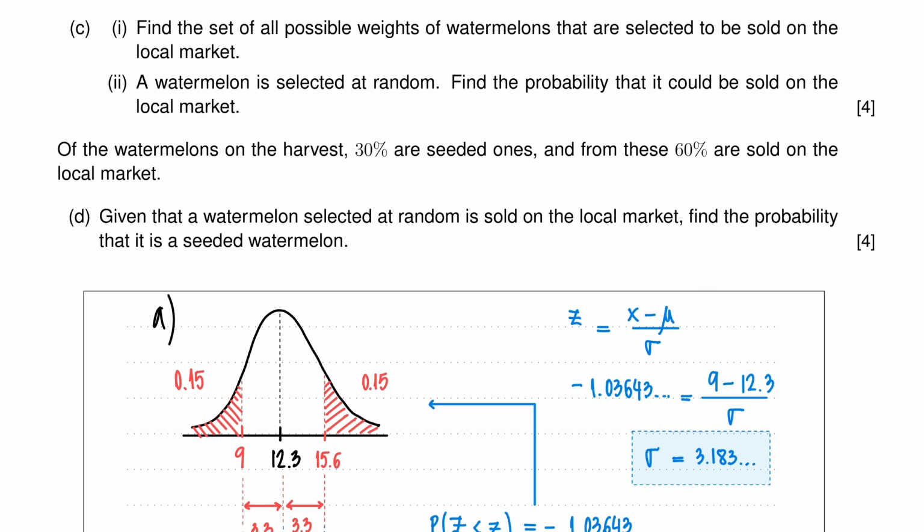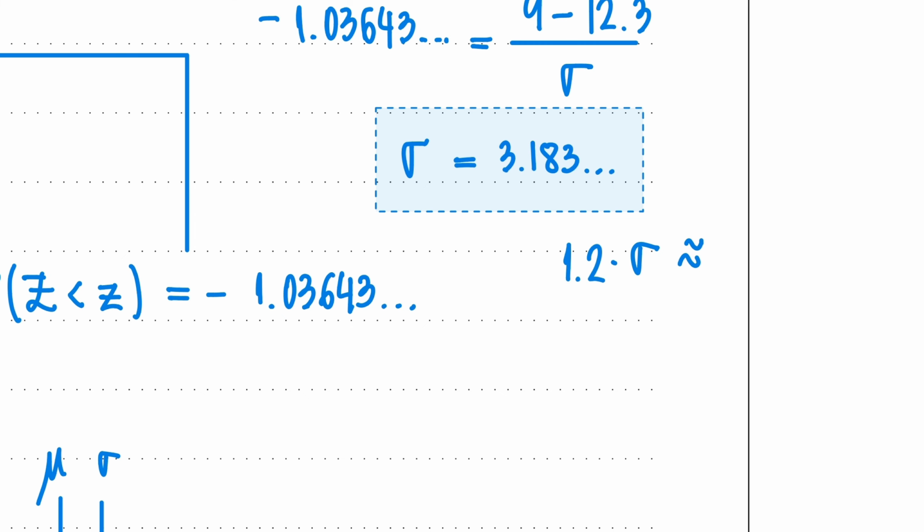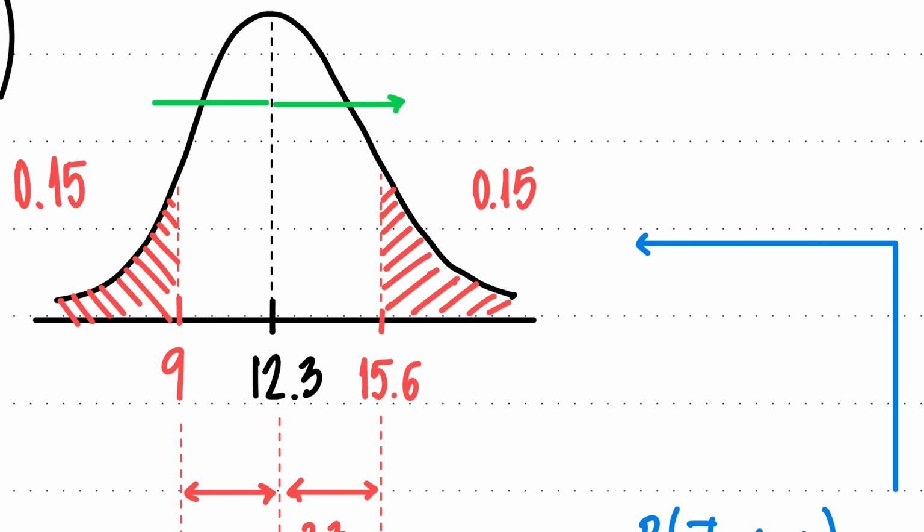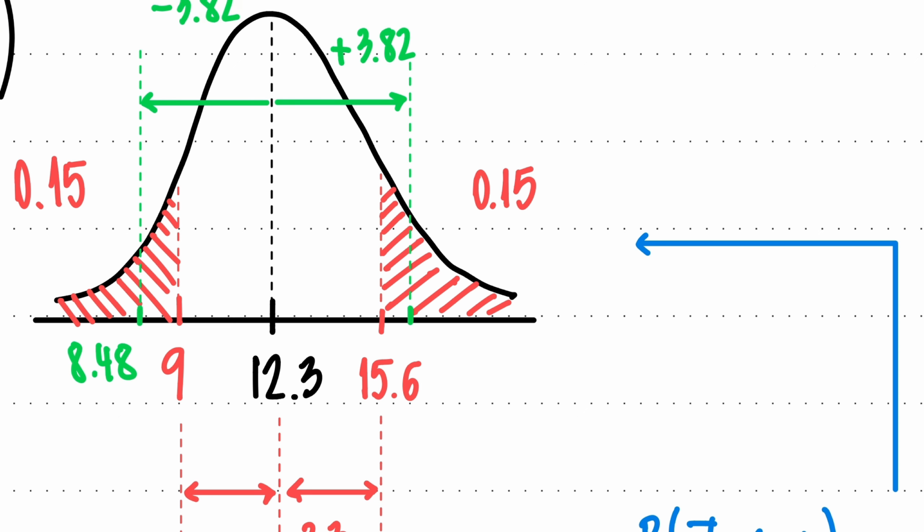Now, next part. To be selected to be sold in a local market, a watermelon's weight must be within 1.2 standard deviations from the mean, which means from negative 1.2 standard deviations from the mean to the left all the way to 1.2 standard deviations from the mean to the right, which means greater than the mean. Now, what is 1.2 standard deviations? This is 1.2 times the value that we got previously, so 3.82.